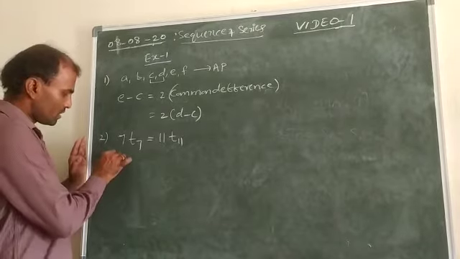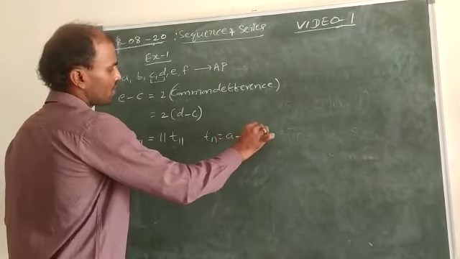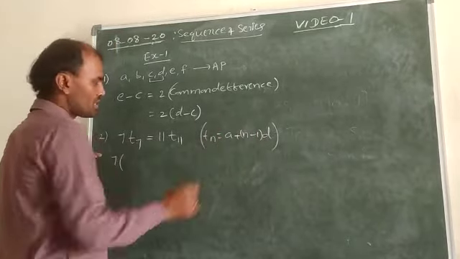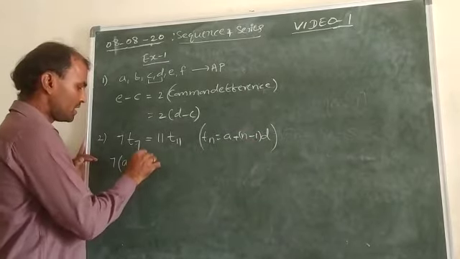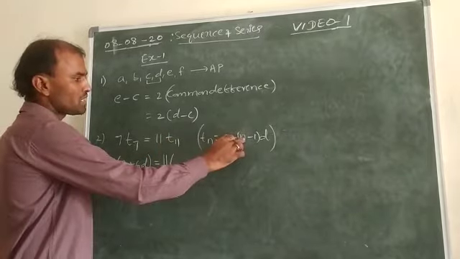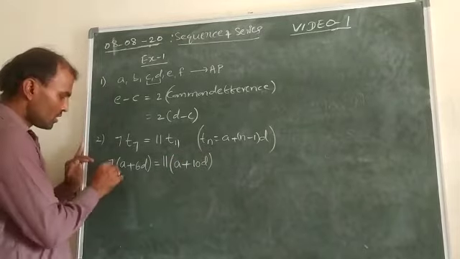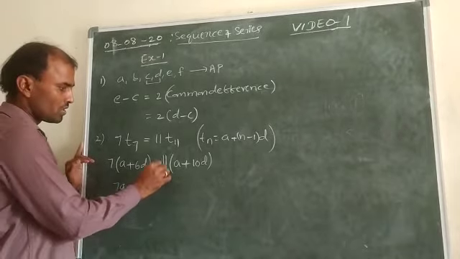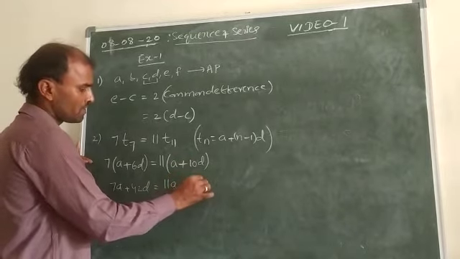So this is given. So 7 into, what is the Tn formula? Tn is a plus n minus 1 into d. This is a well known formula. But here for T7, replace n by 7. So what value do we get? a plus 7 minus 1, that is 6d, is equal to 11 into T11. That means replace n by 11, so a plus 11 minus 1, that is 10d. So multiply here: 7a plus 7 into 6 is 42d is equal to 11a plus 110d.